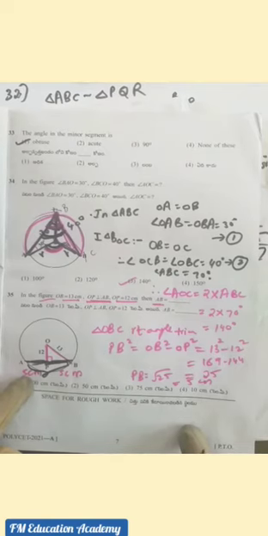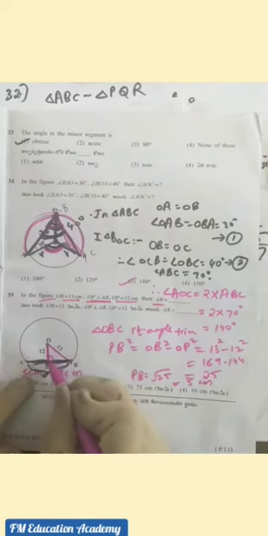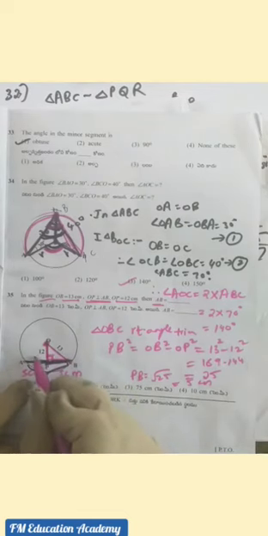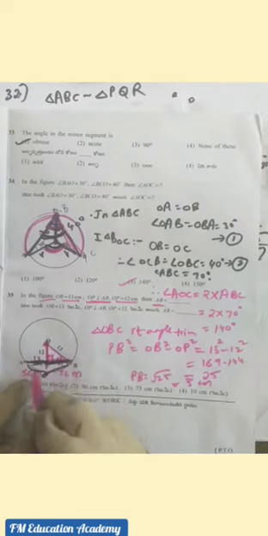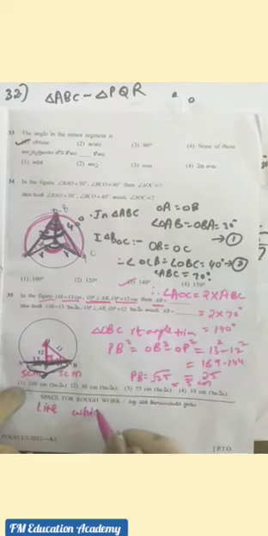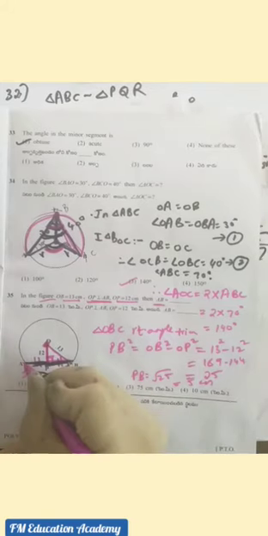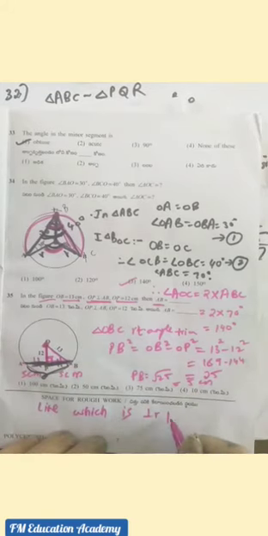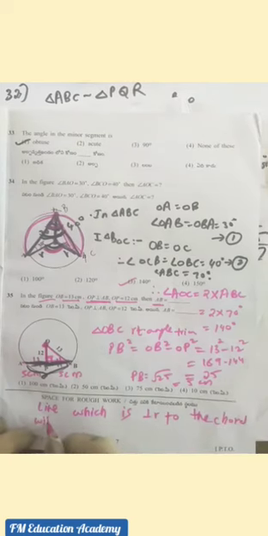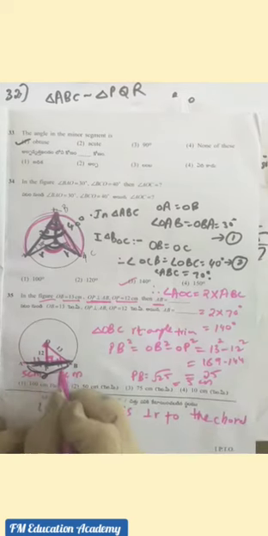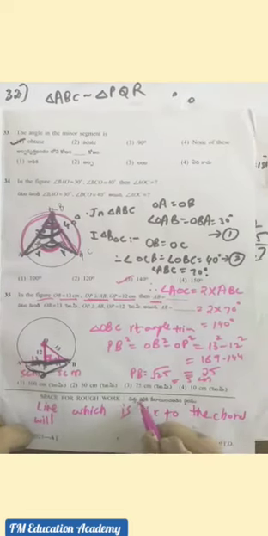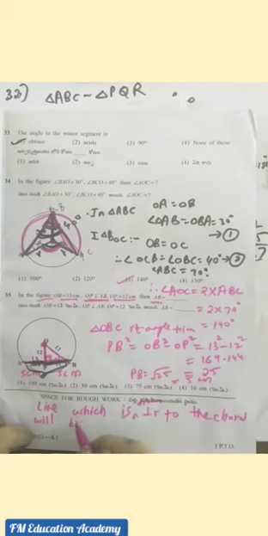Why? Because remember, whenever a line is drawn from the center of a circle perpendicular to a chord, it will bisect it into two equal parts. Bisect means dividing it into two equal parts. So this line is bisecting it into two equal parts. So if this is 5, this is also 5. A line which is drawn perpendicular to the chord will bisect it.